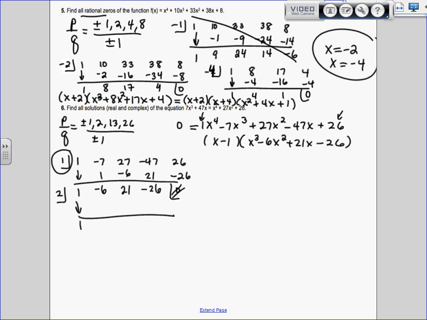Drop the 1. 2 times 1 is 2. Add straight down. I get negative 4. Negative 8. Oh, man, I'm so lucky today. 26. Add straight down. I get 0. This is also like the 4th time I've done this problem. That helps with my luck. All right. So I have x minus 1, and then now I have my x minus 2, and then I have x squared minus 4x plus 13. That's coming from the quotient.